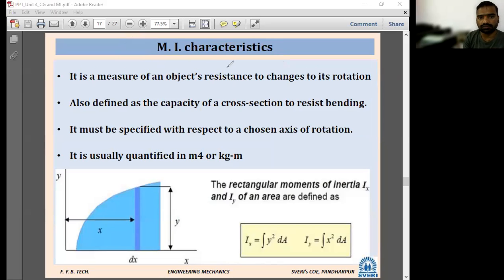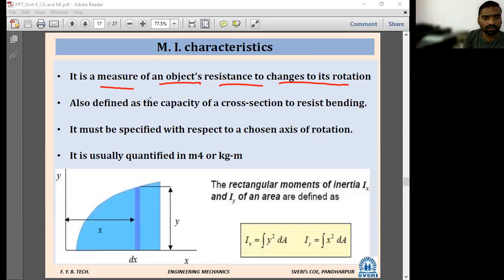What are the characteristics of moment of inertia? It is the measure of an object's resistance to change in its rotation. Whenever a body is rotating, how much it is resisting. If the moment of inertia is maximum, it will resist maximum rotation. If the moment of inertia is low, it will resist very little rotation.